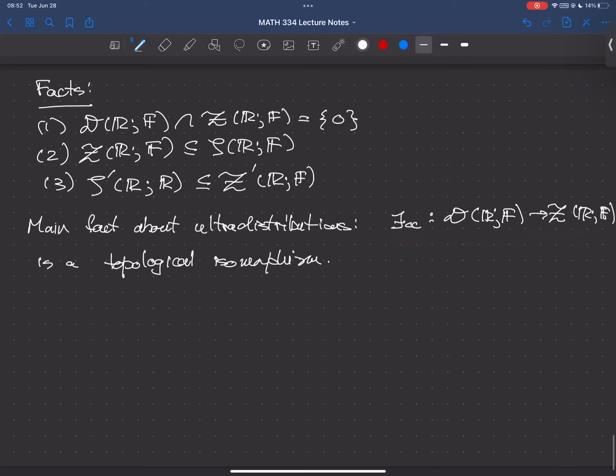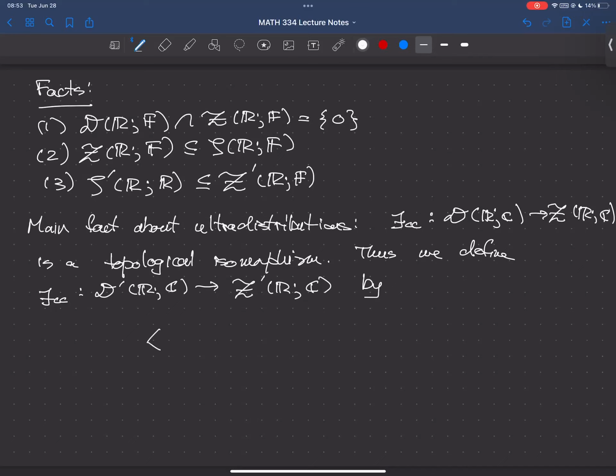So thus we define CCFT from D prime into Z prime by the expected formula, which comes from Fourier reciprocity. So I take the CCFT of theta and I apply it to, well, let me write down the formula and then I'll say what I apply it to, because that'll make it clear.